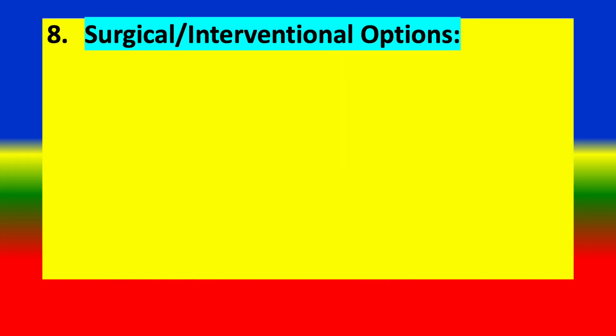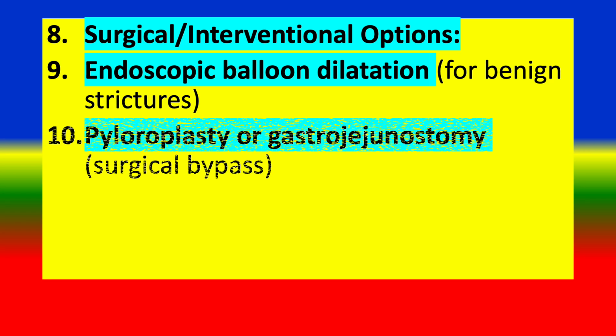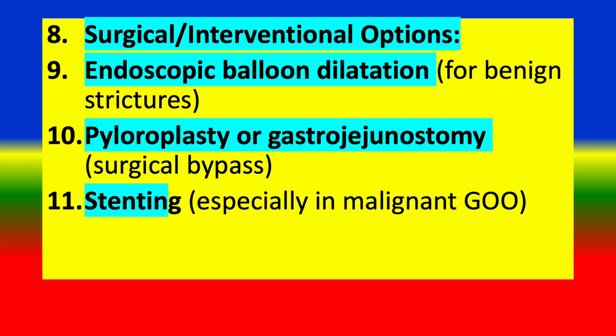8. Surgical interventional options. 9. Endoscopic balloon dilatation for benign strictures. 10. Pyloroplasty or gastrojejunostomy, surgical bypass. 11. Stenting, especially in malignant GOO.